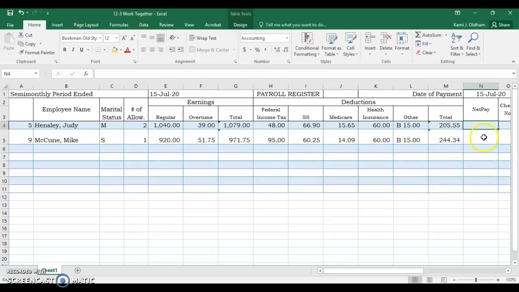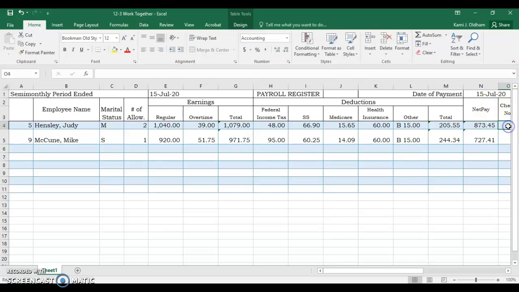Then we need to calculate net pay. Net pay would be our total earnings minus our total deductions. So her paycheck, what she brings home, is going to be $873.45. And then for him, it's going to be $727.41.